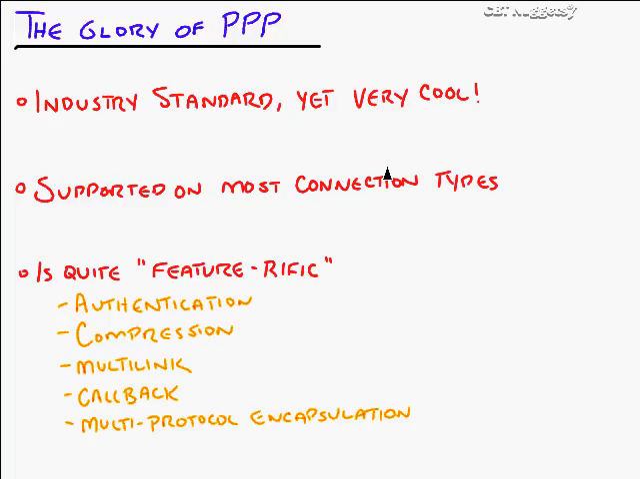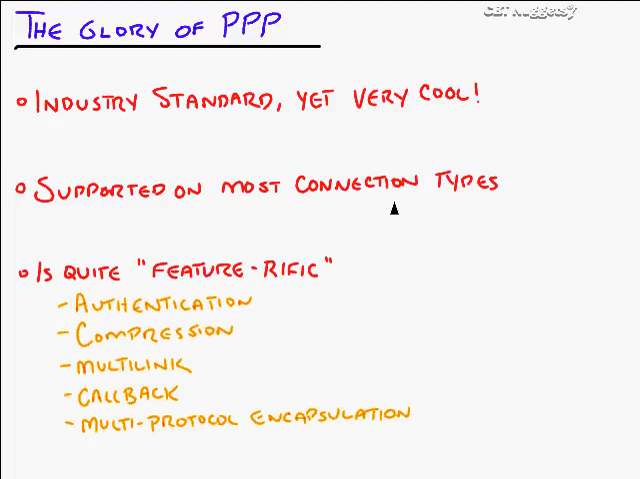PPP is the industry standard supported everywhere, and it's supported on most connection types. It's supported on synchronous serial connections, point-to-point between them, asynchronous connections when we're connecting with a modem, ISDN connections are primarily using PPP.